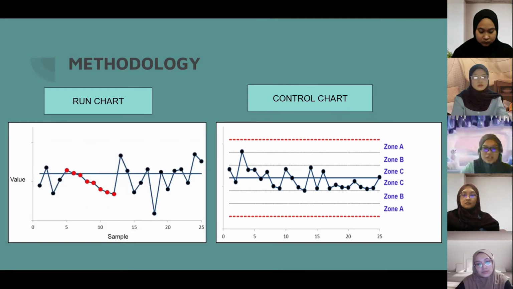The fourth is the control chart, which is essentially just a run chart with some additional information. It contains several horizontal lines indicating the control limits as well as possibly a number of zones within this limit.